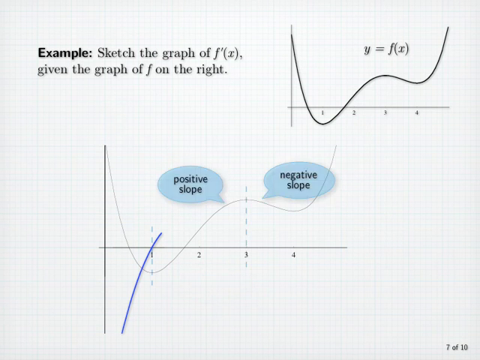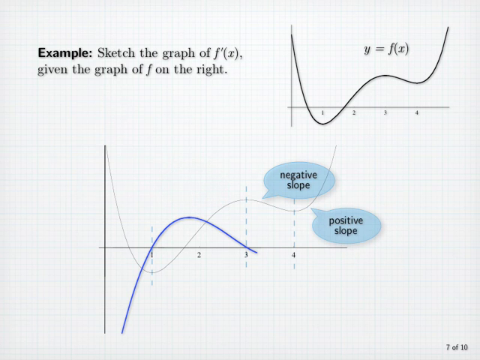Now the slope of the graph of f remains positive up to x equals 3, where it becomes negative. So the graph of the derivative should look something like this. It stays above the x-axis until x equals 3, to the right of which the values of f prime become negative. To the right of 4, the slope becomes positive again.